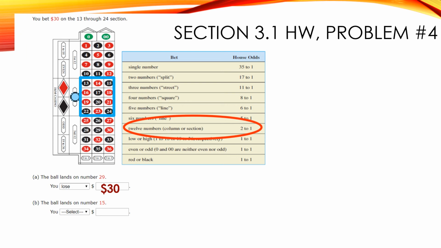Part B says the ball lands on number 15. Well, 15 is in our section. It's in between 13 and 24. So on our little drop-down menu, we're going to select Win. And now let's figure out how much we've won. We're going to do our bet, $30 times the house odds. So $30 times 2 is $60. So we win $60.